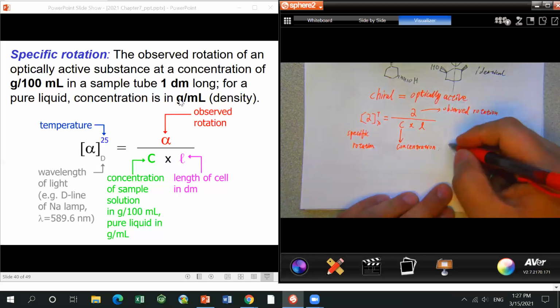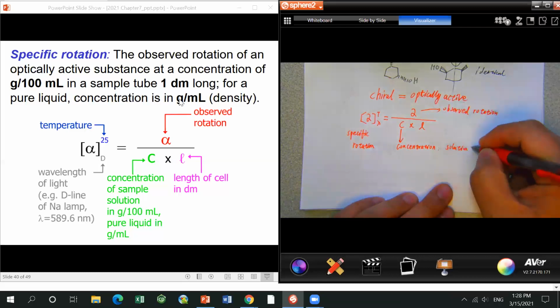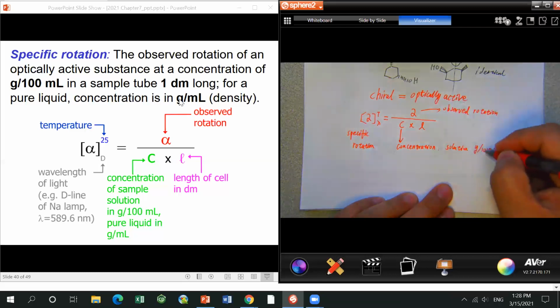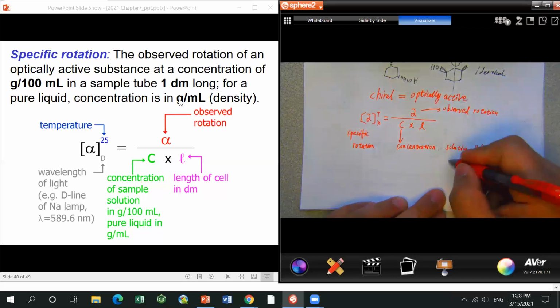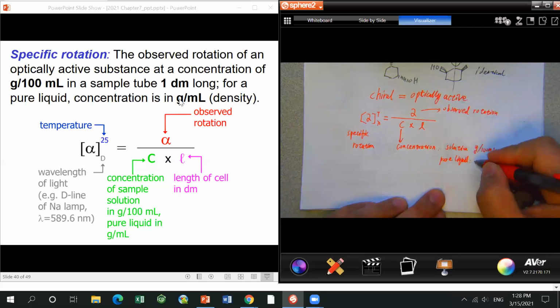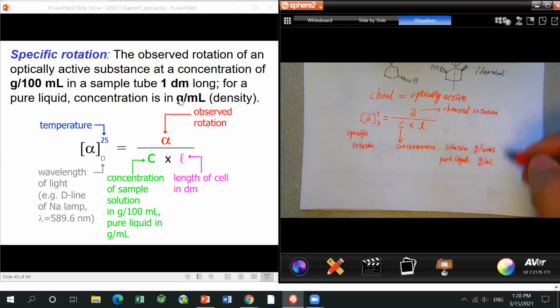If it's a solution, the units here will be grams per 100 ml, meaning grams of the sample dissolved in 100 ml of solution. If it's a pure liquid, the unit becomes grams per ml. So make sure you understand the difference.